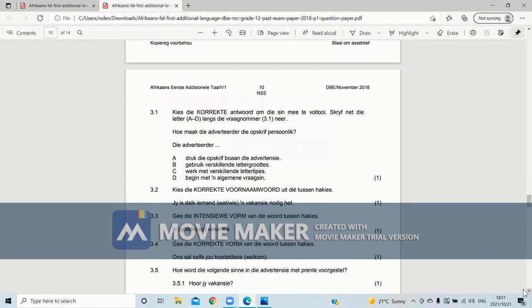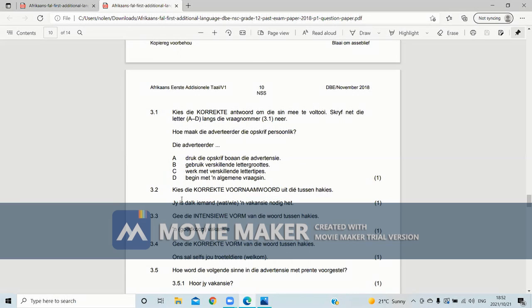Okay, let's see what they asked. Hoe maak die adverteerder die opskrif persoonlik? How does the advertiser make the heading personal? Druk die opskrif bo aan die advertensie, he pushes the heading up to the top of the advert. That's weird because that doesn't make it personal. Gebruik verskillende lettergroottes, he uses different letter sizes. That doesn't sound right either. Werk met verskillende lettertypes, he works with different letter types. That doesn't sound right either. And then starts with a general question. So I would think he starts with a general question, right? Because then you feel like they're talking to you.